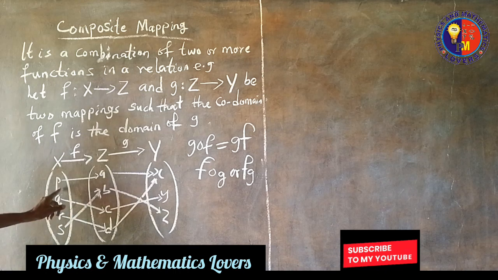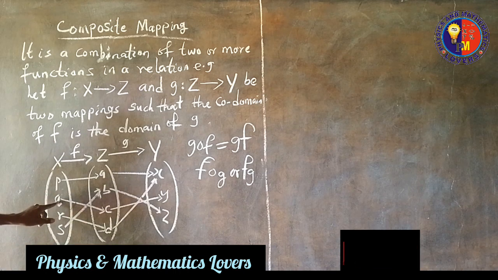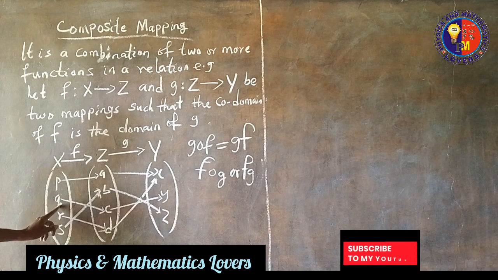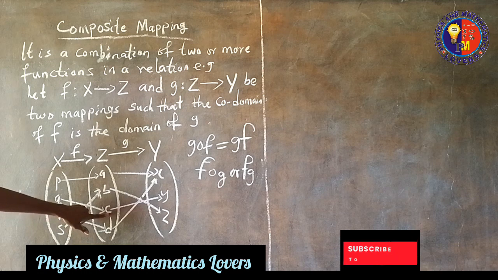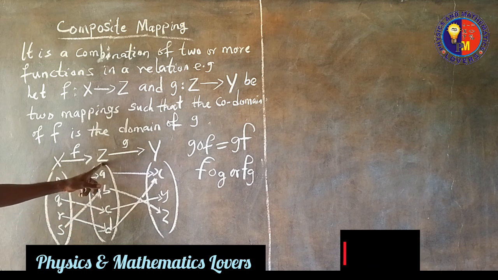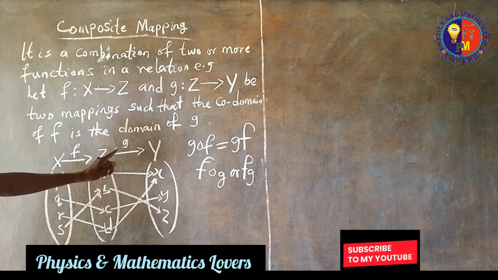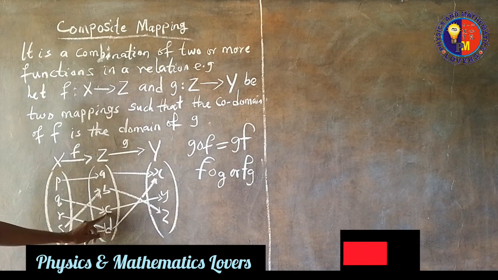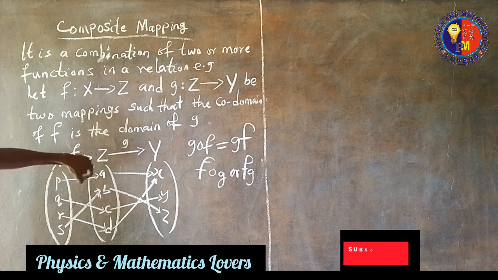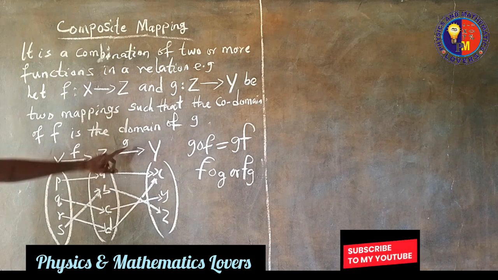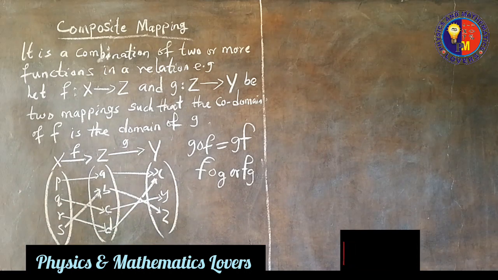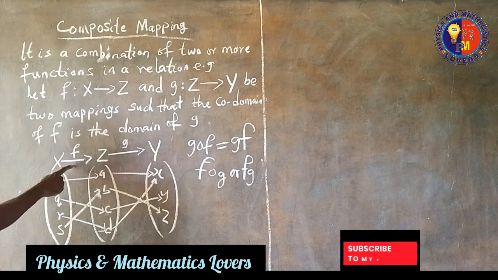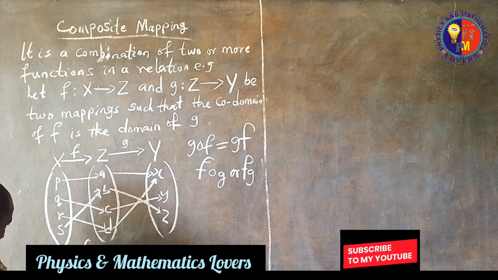In the same way, each element here, like q, function f takes the element q and produces an image c in its codomain. So this g as a function defined on z to y takes that same element in its domain, which happens to be the domain of this function now, then produces an image in the codomain.